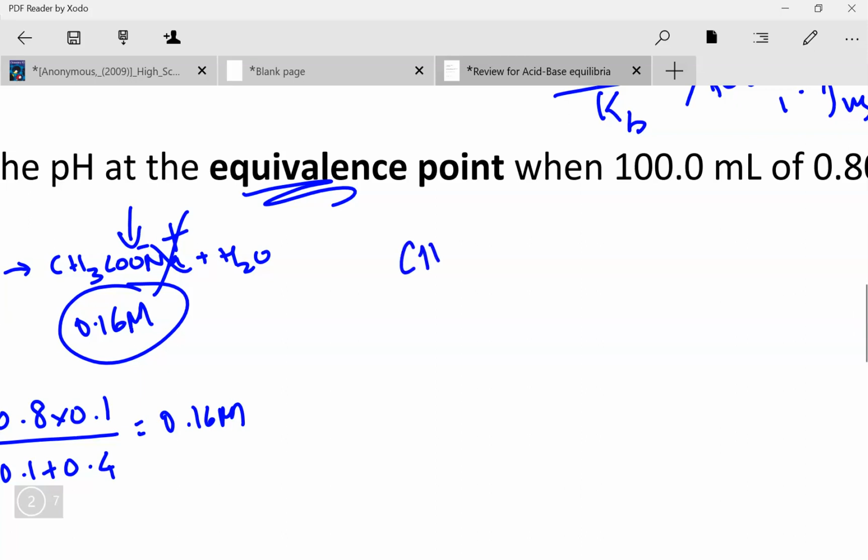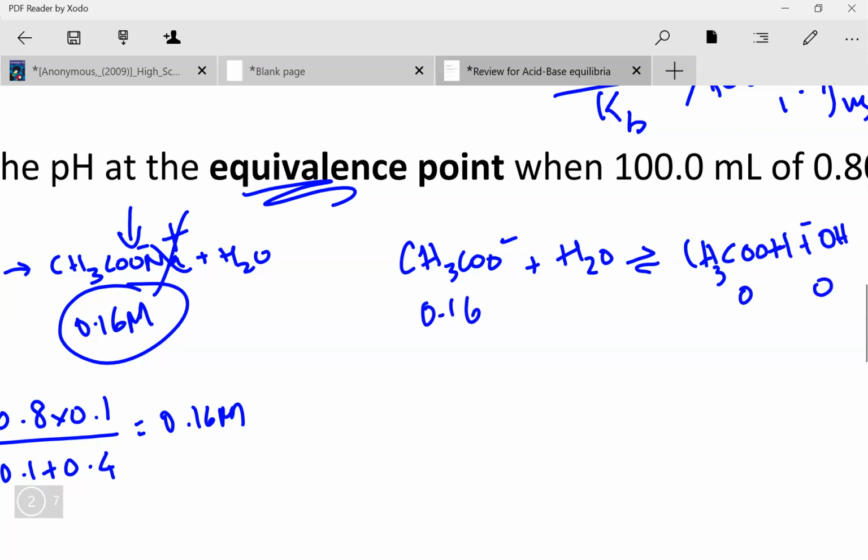So we're basically going to focus on this guy. I don't know why all of them turned out to be bases. Maybe I should have switched one up and given you an acid. Too late. So the ICE table is 0.16 minus x, plus x, plus x.